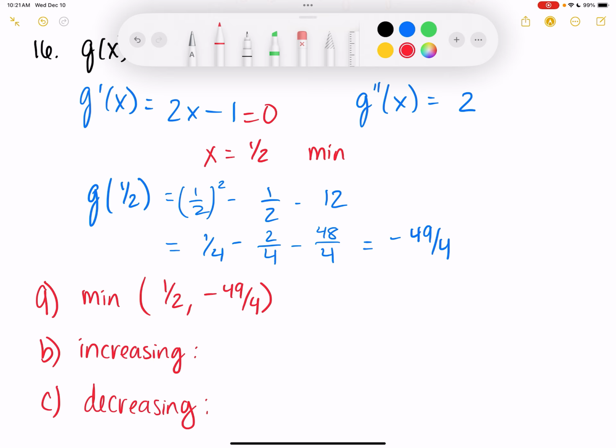So decreasing would be from negative infinity to 1/2, and we do include 1/2 because it's technically decreasing all the way up to that point, and then it's turning around. And then we're increasing from 1/2, including 1/2, to positive infinity. It's asking us for increasing and decreasing. So technically we're finding this. Right. But you're really just looking at, one, this is a parabola, so I know what it looks like.